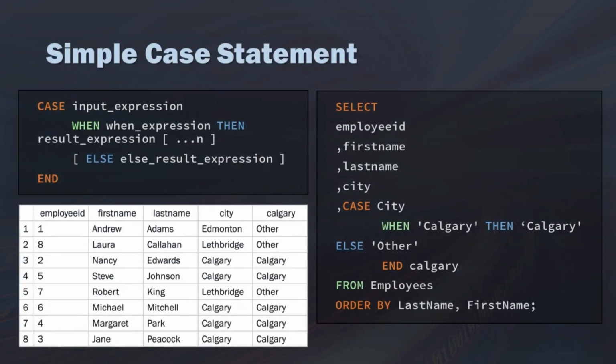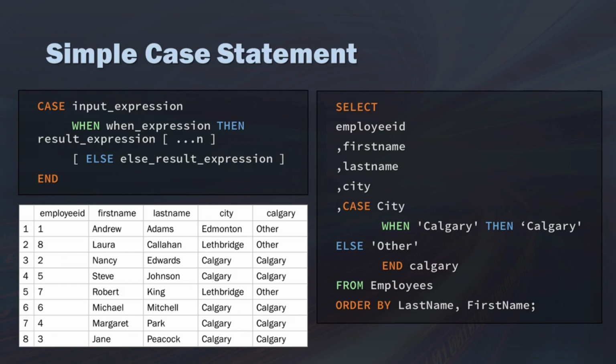Let's look at a simple case statement as an example. Let's say I want to reclassify my cities, and I'm interested in looking at just the Calgary cities. And so I want to create a new column that's Calgary or other for my city. To do this, I'm going to say case city, and then when it's Calgary, and I have that in quotation marks because it's a string, then I'm going to classify it as Calgary. Otherwise, I'll classify it as other, then I'm going to end this and I'm going to call the calculation Calgary.